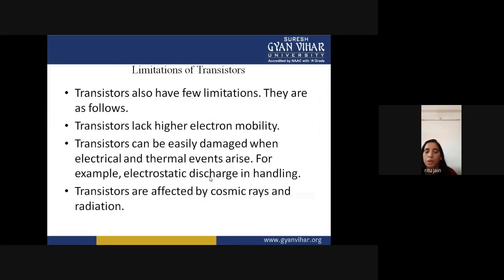So what are the limitations of a transistor? There are a few limitations of a transistor, which are as follows. A transistor lacks higher electron mobility.